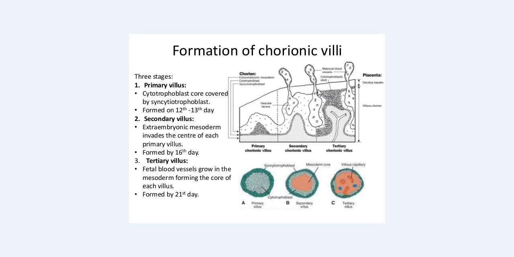The remaining details regarding what happens to the cytotrophoblastic layer, what happens to the spiral arteries, and further details will be taken up in the coming classes. So just be prepared.